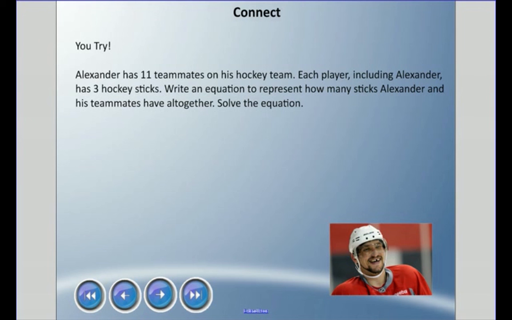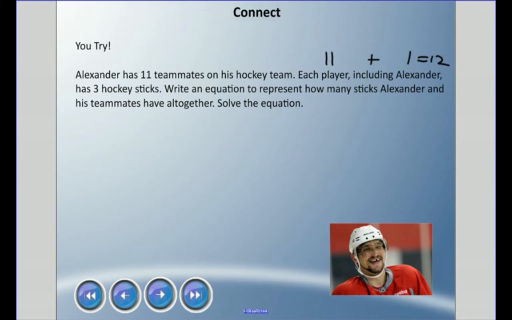Okay, to start, we can have using mental math. So we know that there's 12 players. I was kind of trying to trick you there because Alexander has 11 teammates. I said each player, including Alexander. Well, there's 11 players plus Alexander, and that's 12. So 12 players, and they each have 3 hockey sticks. We don't know how many they have all together.